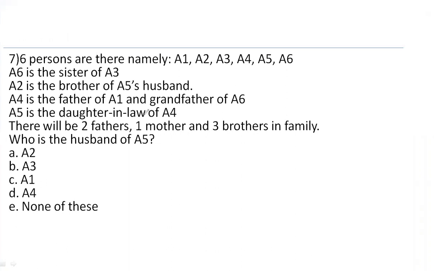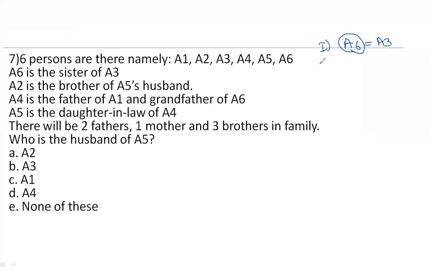Six persons, A1 to A6, are there in the family. A6 is the sister of A3. Okay. A6 is the sister of A3 means I am not representing it directly. I'm just writing it separately. What is the first clue? First clue is nothing but A6 is the sister of A3. Okay. So done. Next. What is the second one?